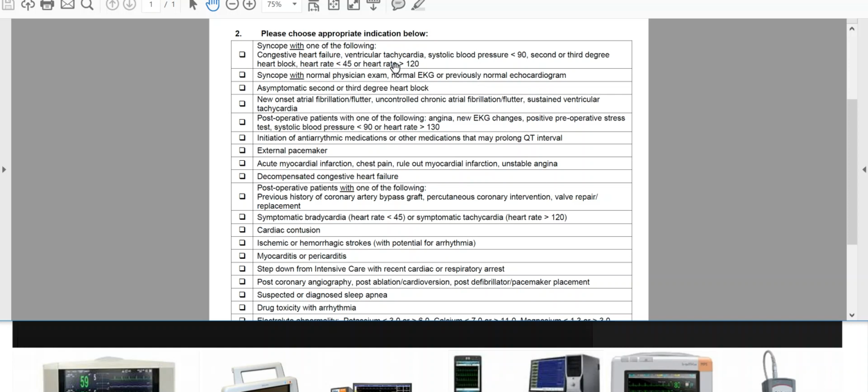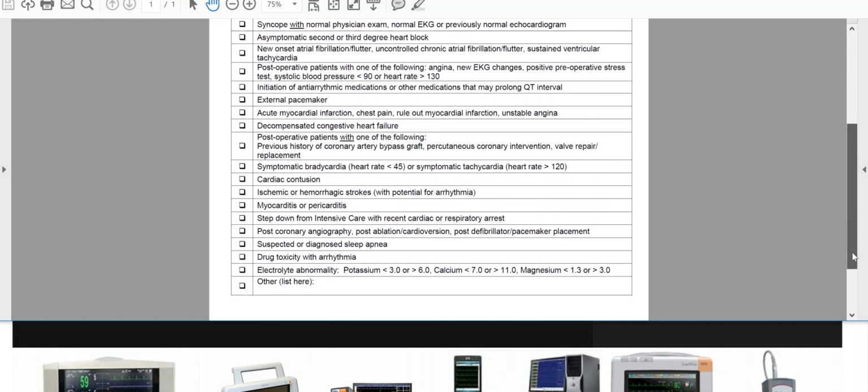So here, a person with heart failure, V-tach, low blood pressure, heart block, low heart rate, or fast heart rate. They can also be on tele for specific types of heart blocks, atrial fibrillation. We also admit people to tele who are postoperative, who have cardiac risk factors that increase the likelihood that they could experience a concern. So that would be somebody who has unstable angina, new EKG changes, and has had a positive stress test.